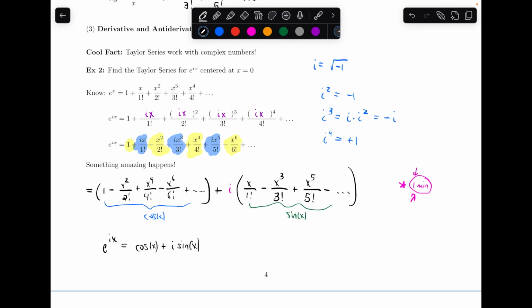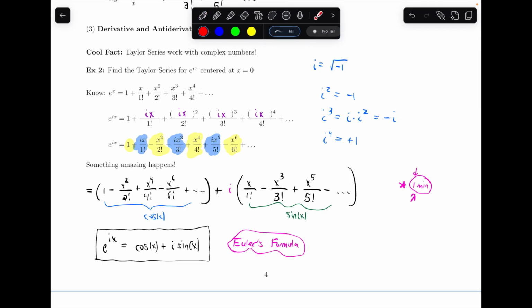We've derived one of the most important formulas in math here, actually. This is something called Euler's formula, and it relates exponential functions involving complex numbers with trig functions. That's kind of remarkable. In our later sections, we'll take a look at how we can actually use this to derive a bunch of identities.